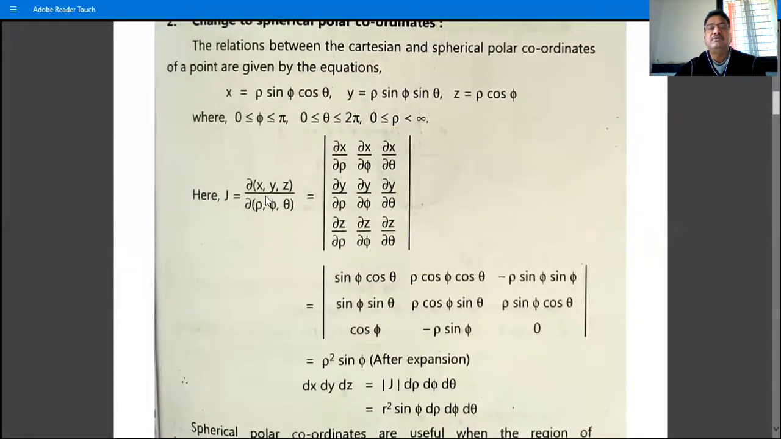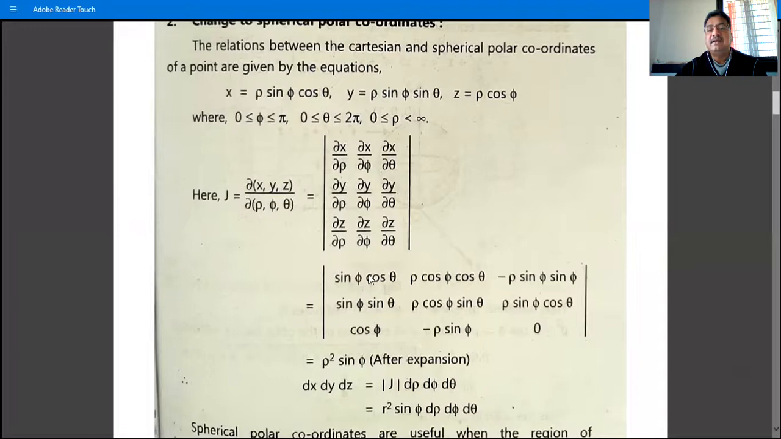So its Jacobian is what? Del(x, y, z) by del(rho, phi, theta) is: del x by del rho, del x by del phi, del x by del theta as the first row, del y by del rho, del y by del phi, del y by del theta as the second row, and del z by del rho, del z by del phi, del z by del theta as the third row. Now the derivative of x with respect to rho is sin phi cos theta. With respect to phi, the derivative of sin phi is cos phi, so rho cos phi cos theta. And then del x by del theta is minus rho sin phi sin theta.